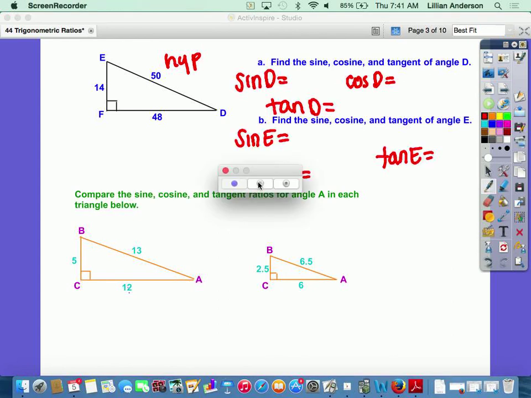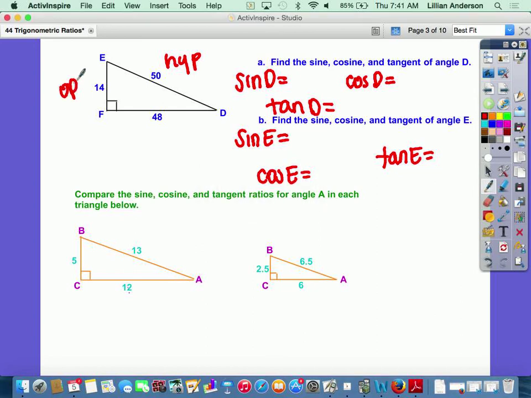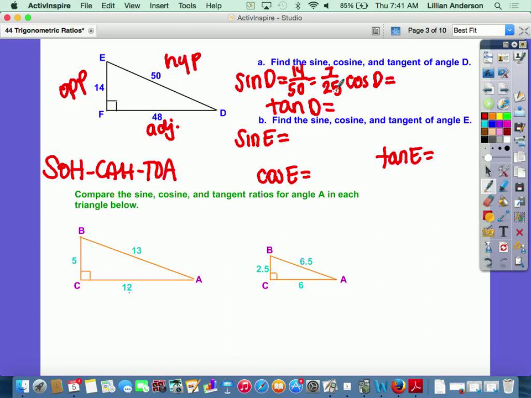Okay, hopefully you labeled for angle D, 14 was your opposite side, and 48 was your adjacent, okay? So sine, remember, SOHCAHTOA. Sine is your opposite side, which would be 14, over your hypotenuse, which is 50. Now 14 over 50 can be reduced down. They're both divisible by 2, so you should have got 7 over 25.